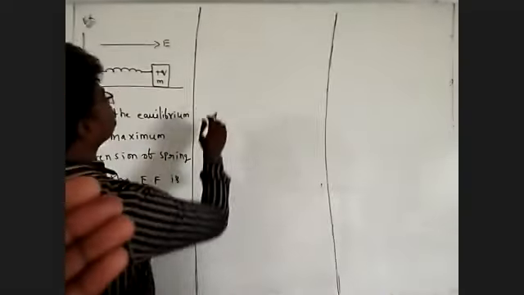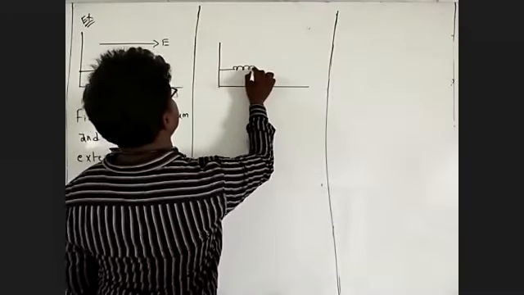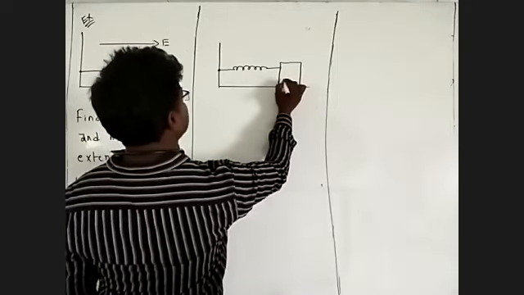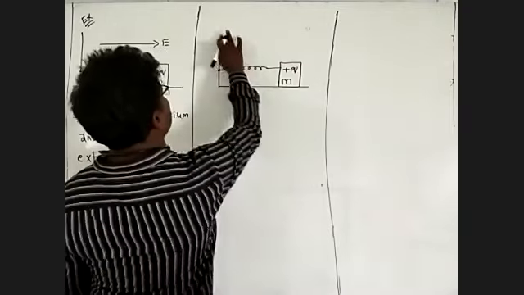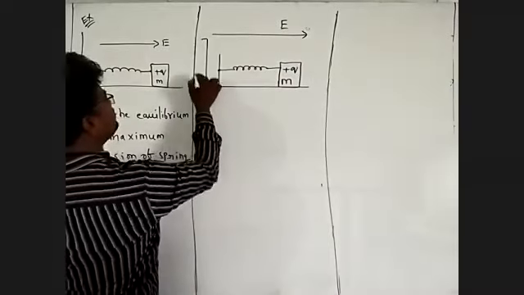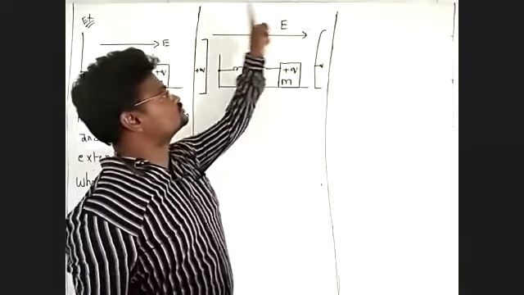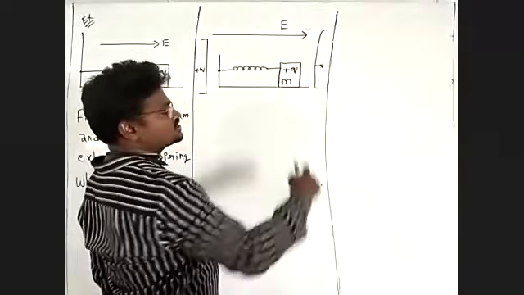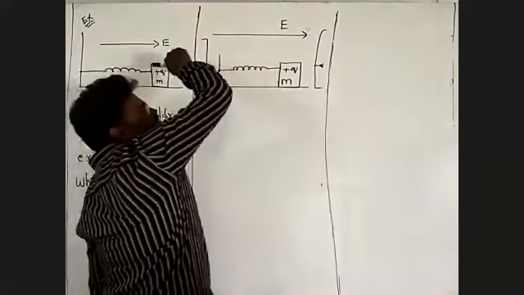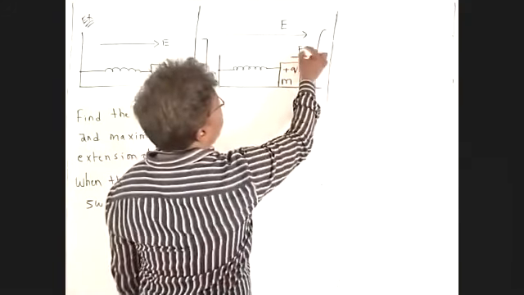Now you will see the diagram. This is a spring. One end is connected to this body, and the other end is connected to the block. The mass m has a positive charge. This is the direction of the electric field. This is a positive plate and this is a negative plate. The direction of the electric field is from positive to negative. This is a positive charge. The positive plate repels this positive charge in this direction, and the negative plate also attracts it in this direction.